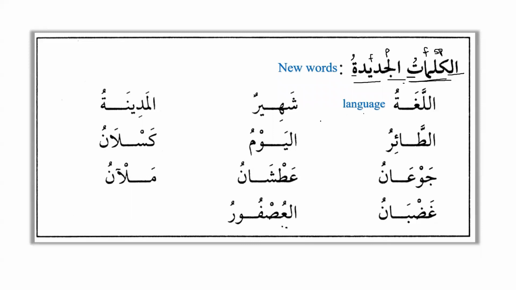Al-lughatu means language. At-tairu, bird. Jaw'anu, hungry. Ghadbanu, angry. Shahirun, famous. Al-yawmu. What's the meaning of al-yawmu? Quickly. It means the day. What if I put fatha over there? Al-yawma. What does it mean? Al-yawma means today. Excellent. And what if I remove al and put tanween? Yawmun. What does that mean? A day. Excellent.